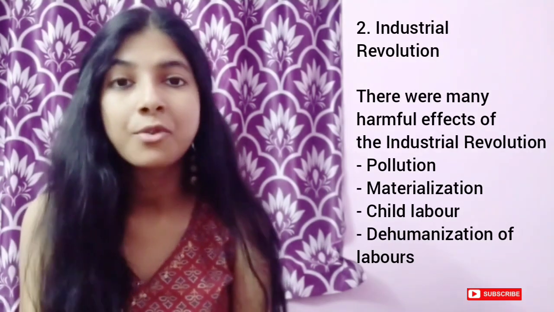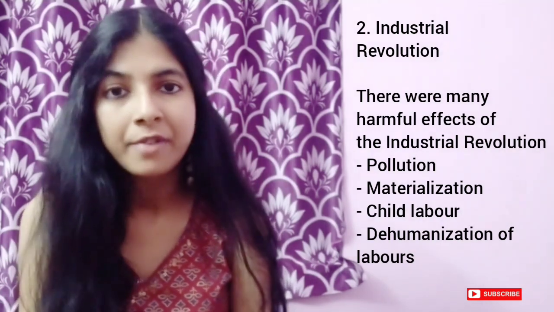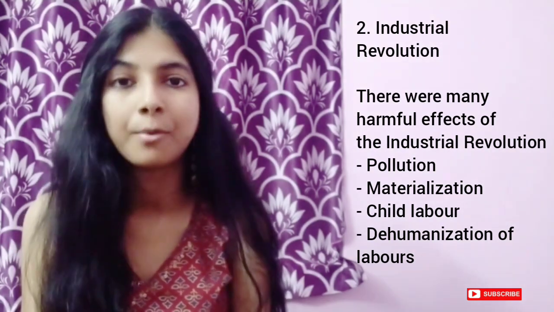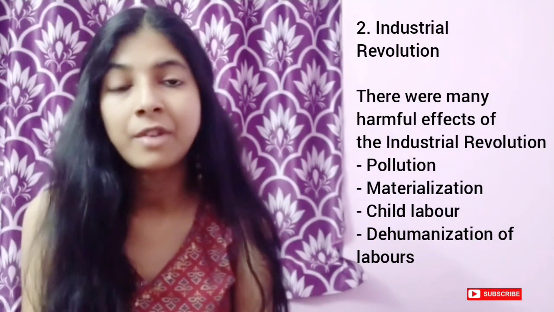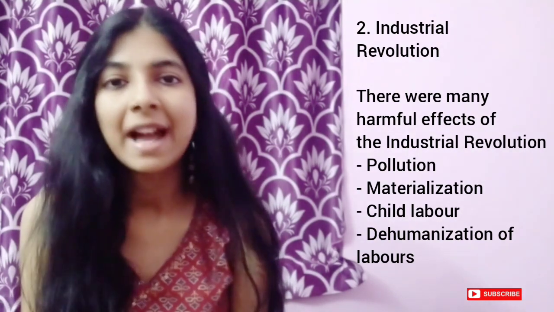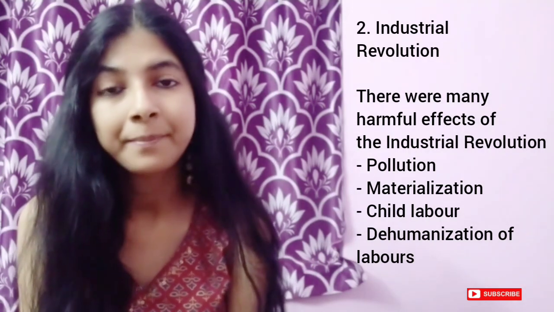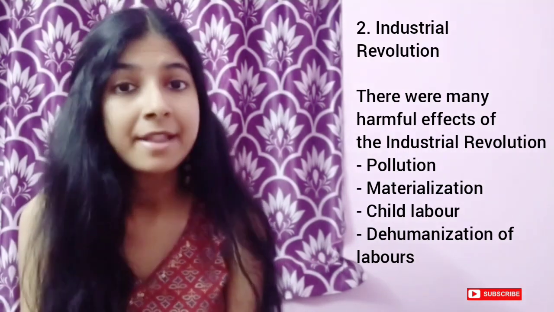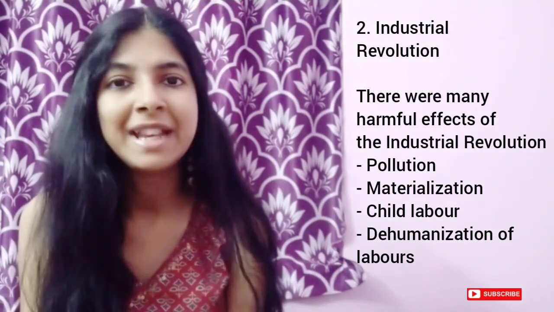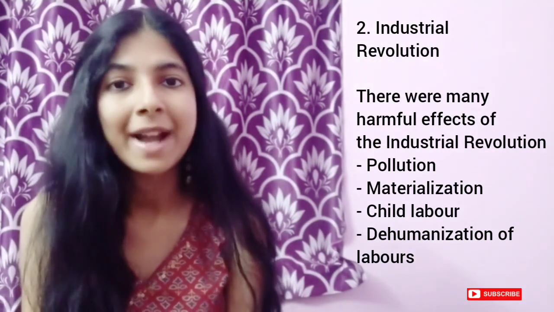Number 2. Industrial Revolution. So the Industrial Revolution also started during the Romantic Age, and due to the Industrial Revolution, there were many side effects such as pollution, materialization, child labor. Labors were treated in an inhuman way. Therefore, the writers, the poets of the Romantic Age tried to tell readers to go back to nature because connecting with nature will keep their humanity intact. So the writers talked a lot about nature and beauty and imagination.